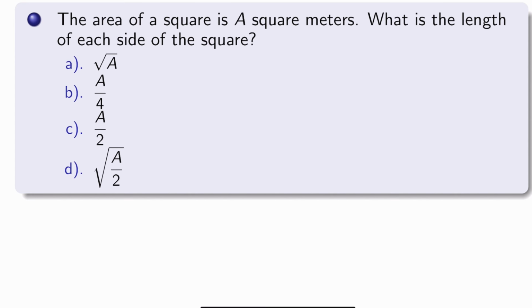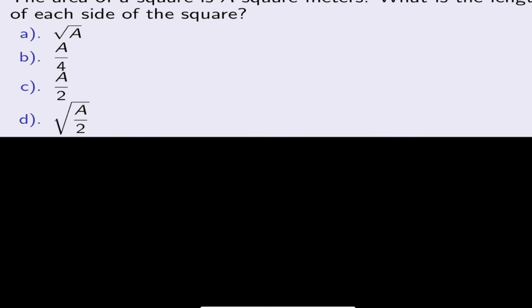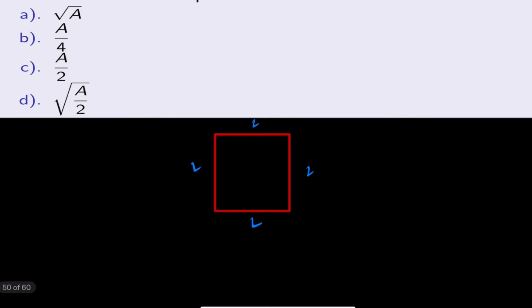With our last example, we are given the area of a square is a squared meters. What is the length of each side of the square? So since it's a square, all the lengths are equal. Let's begin by drawing our square. So our square is given below. Here will be L and here will be L, L and L. So the area is given as a squared meters.